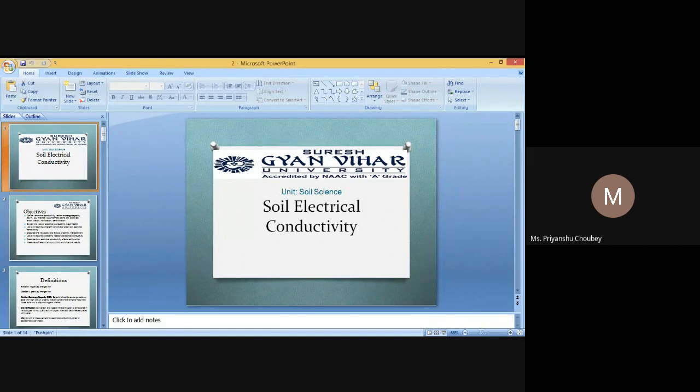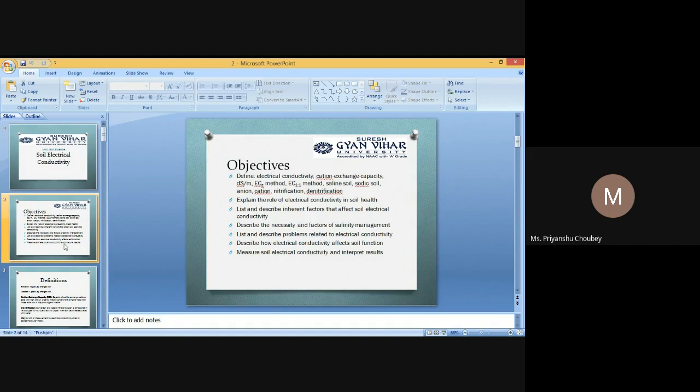Soil electrical conductivity. What is the definition of soil electrical conductivity? The electrical conductivity of the saturated substrate is an indirect expression of the total salt concentration in the soil, without reference to the nature and composition of the salts.